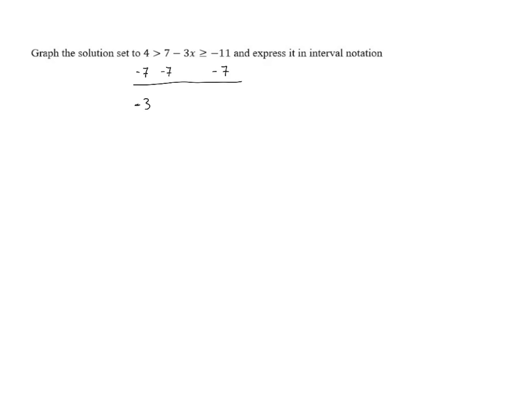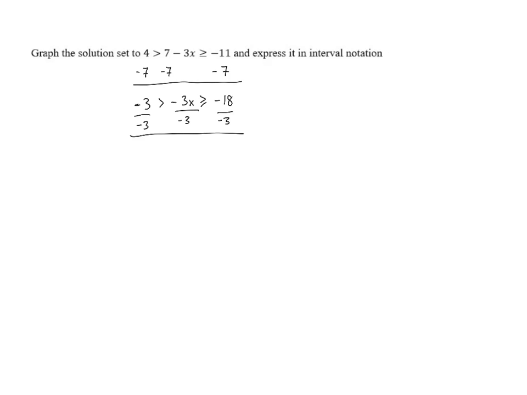So we have negative 3 is greater than negative 3x, which is greater than or equal to negative 11 minus 7, which is negative 18. Now to get x alone, we have to divide all three of the parts by negative 3. But remember, when we take an inequality and divide by a negative number, we have to flip the inequality symbols. And that's exactly what we're going to do here.